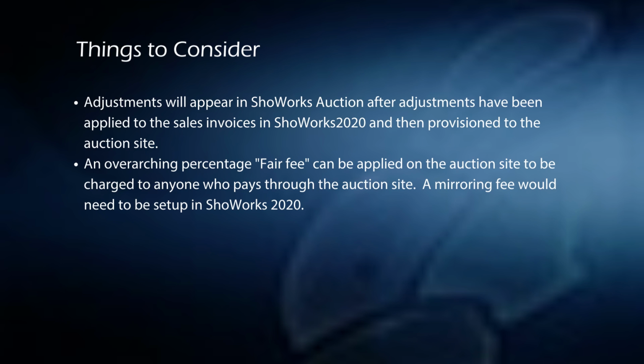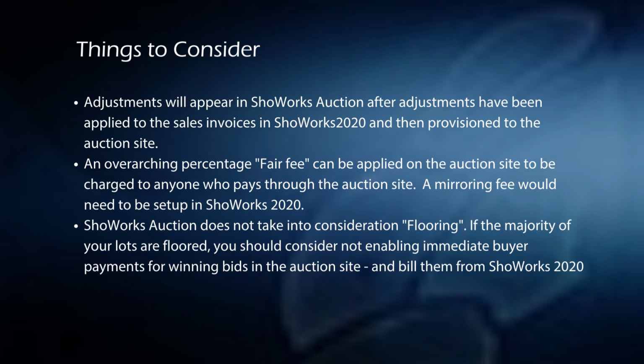An overarching percentage fair fee can be applied on the auction site to be charged to anyone who pays through the auction site. However, a mirroring fee would need to be set up in ShoWorks 2020. So if you choose to add a fair fee of 2% per transaction, that means that you will also have to create a mirroring fee in your ShoWorks 2020. That way everything balances out.